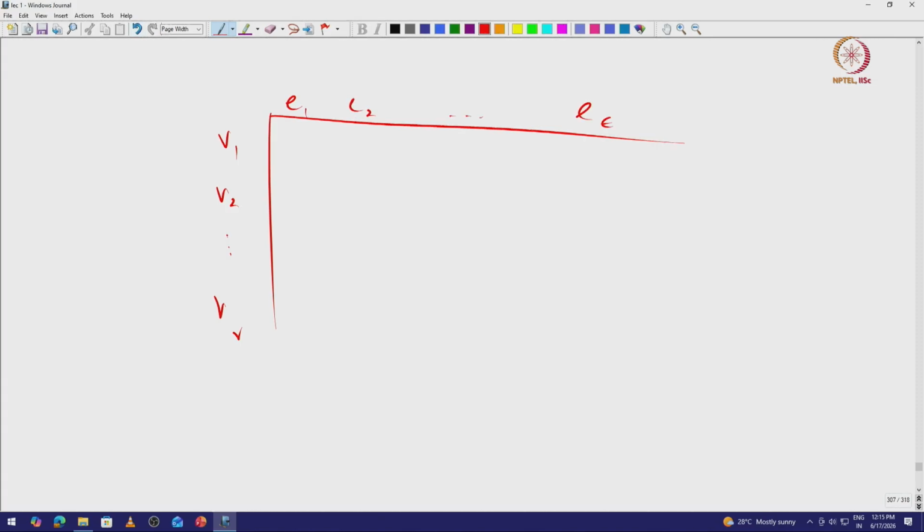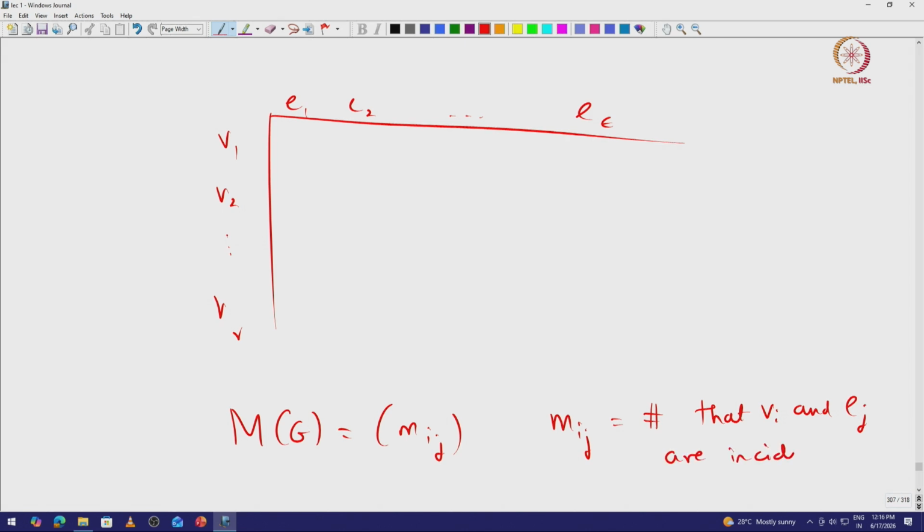So now what will be the ijth entry of this matrix? Let us call this M G, whose ijth entry is m ij, where m ij is the number of times that vi and ej are incident. So m ij records the number of times that vi and ej are incident. Note that this number has to be either 0, 1 or 2.